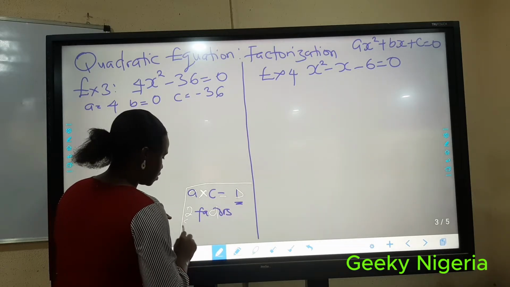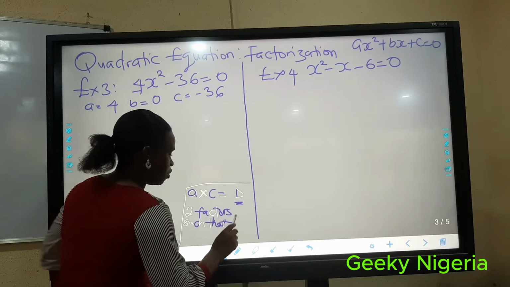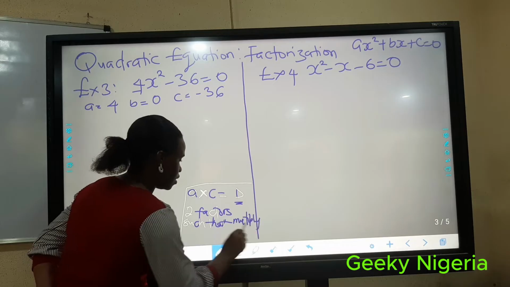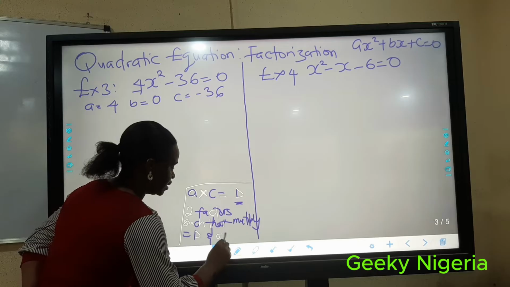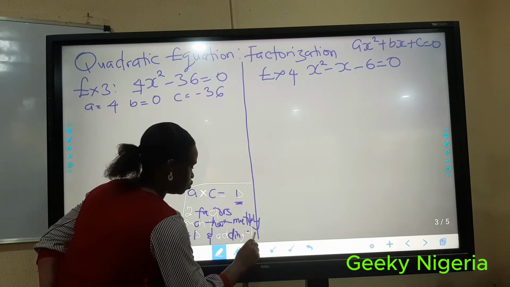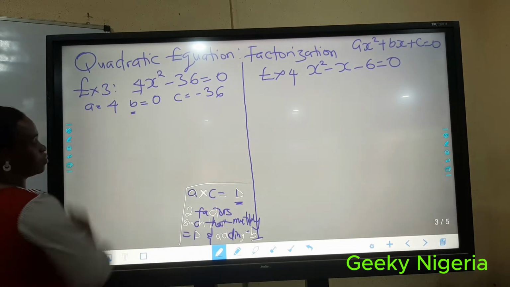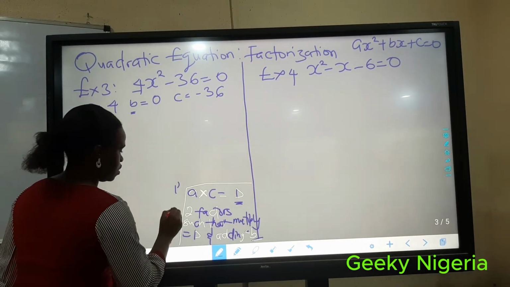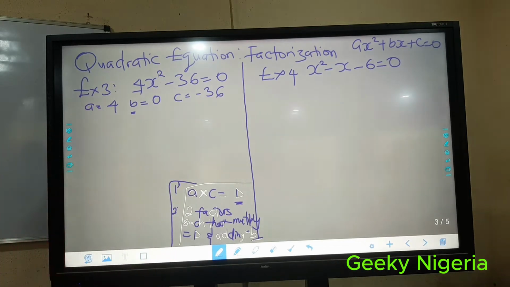such that multiplying will give you d, and adding them is equal to b. So let's just keep this one down here. B, which is this b. So let's follow the two rules. 1, 2. So it says two factors.